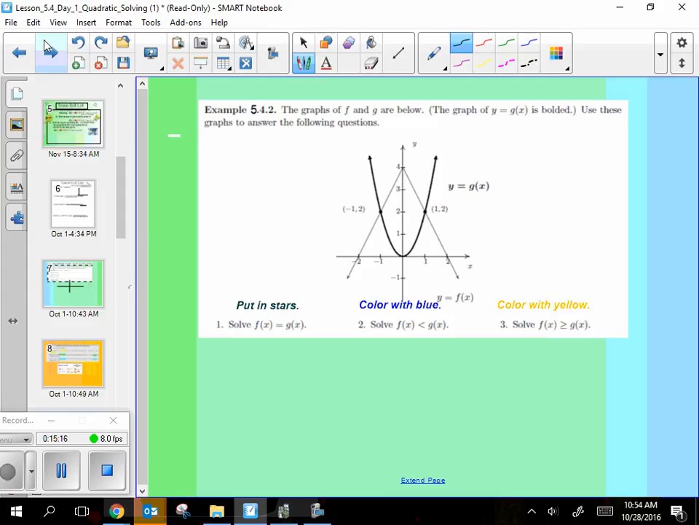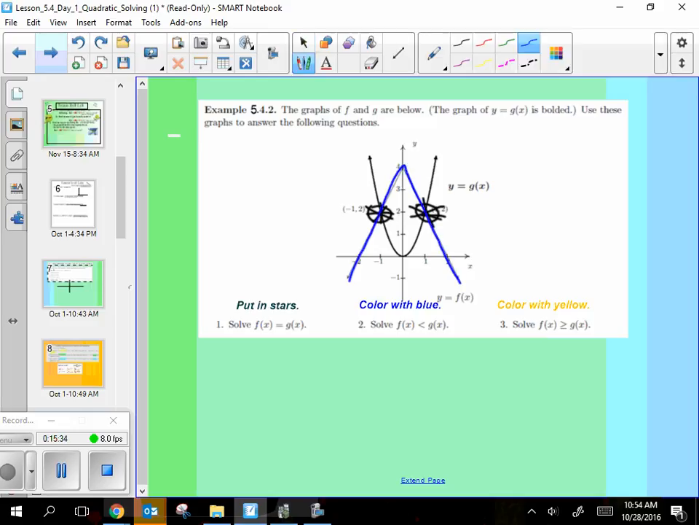but if you just look at this problem, where they intersect is like, oh, come on. That's so easy, right? Just put in stars there. Fine. I'll put some stars there. Then where is the one function less than the other function? You got to keep them straight. F of x is this one.